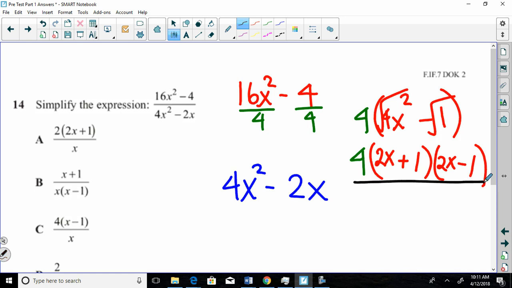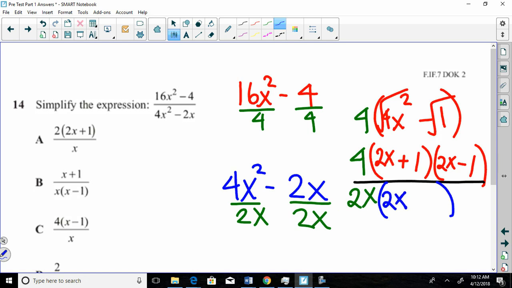Then I come over here to the denominator. Is there a number or a letter that goes into both 4x squared and 2x? 2x, right? So 2x is your GCF, so that goes on the outside. Then we divide. What is 4x squared divided by 2x? 2x, right? Because x squared divided by x just gives me x. What's 2x divided by 2x? 1, right? And the minus sign stays.